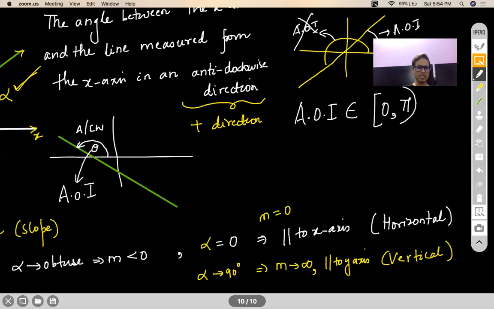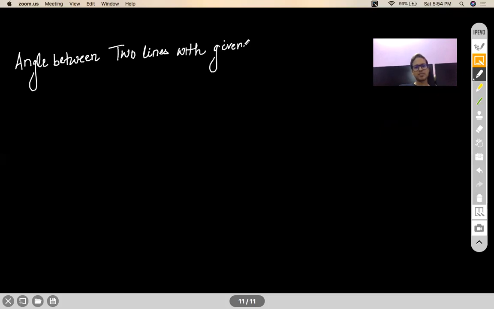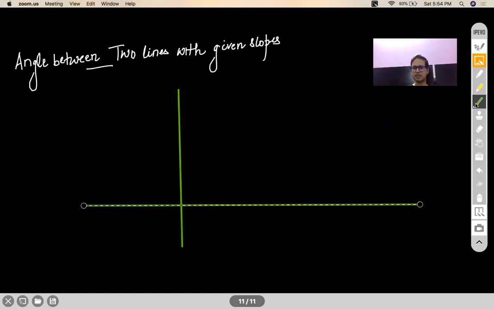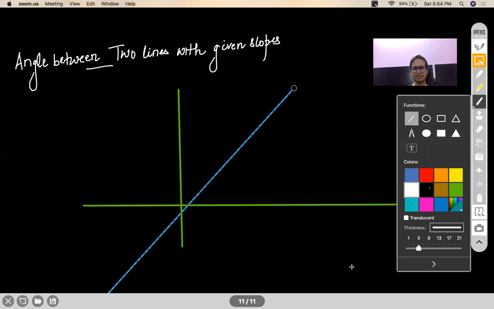Okay. Now with this concept, we are going to talk about the angle between two lines with given slopes. So let us say I have two lines given to me. Let's say one is this blue line. Okay. Another is this white line.